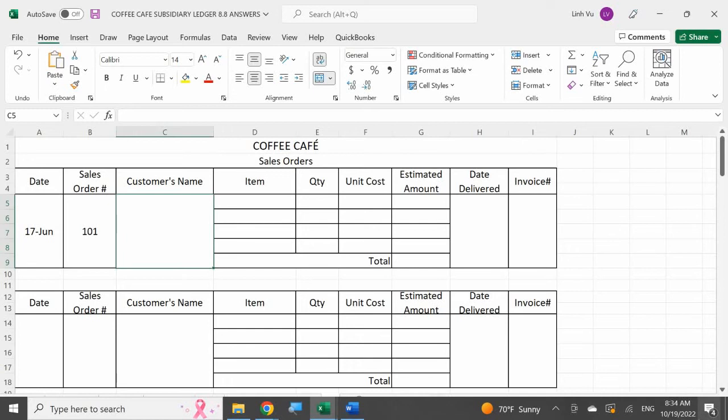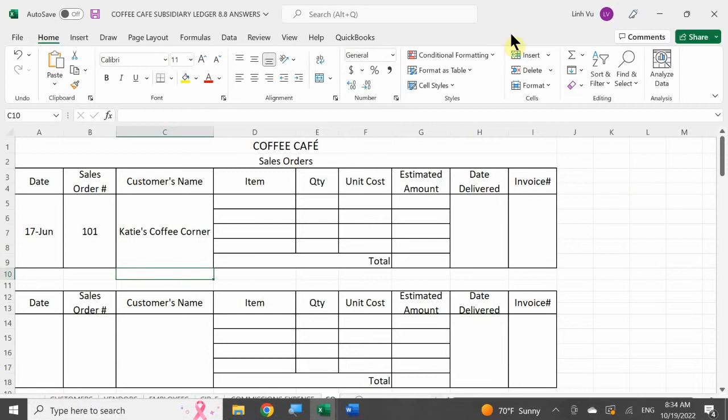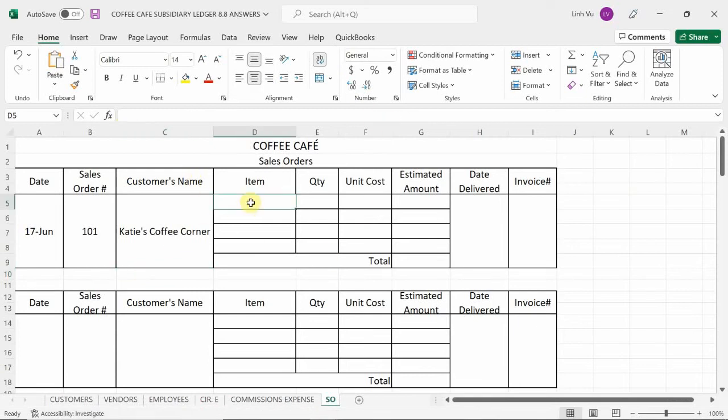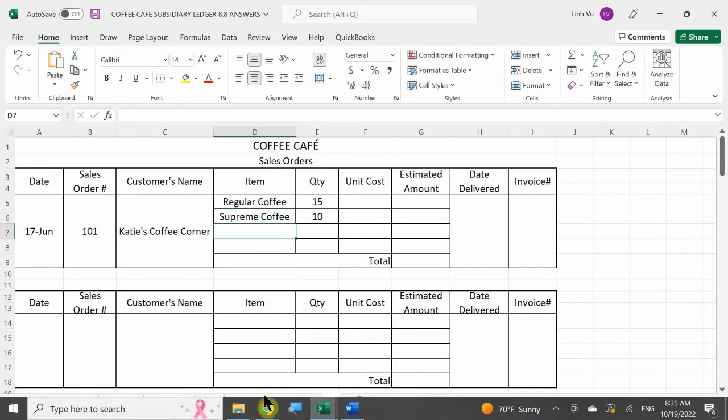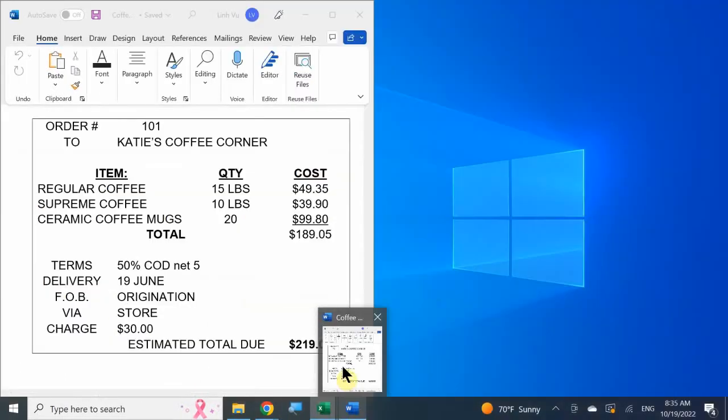The customer's name is Katie's Coffee Corner. And what did she order from me? 15 pounds of regular coffee, and 10 pounds of Supreme coffee, and 20 coffee mugs.